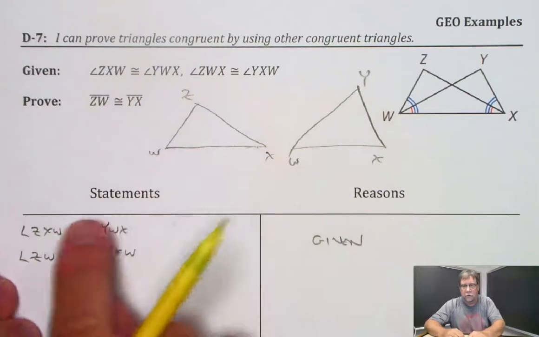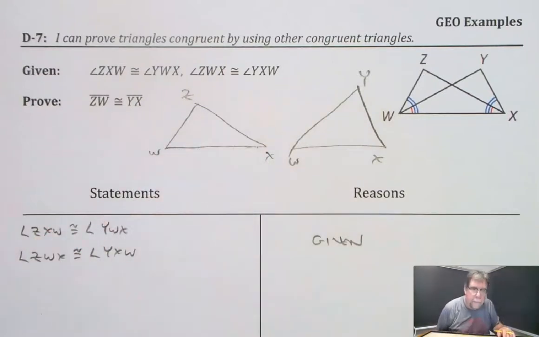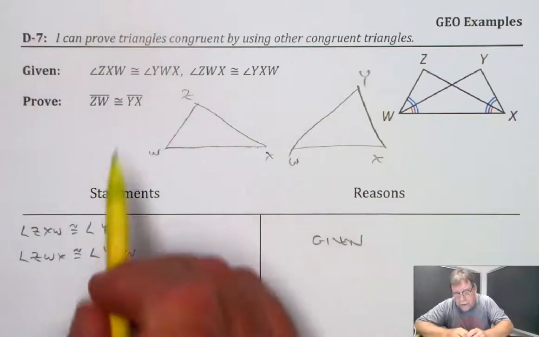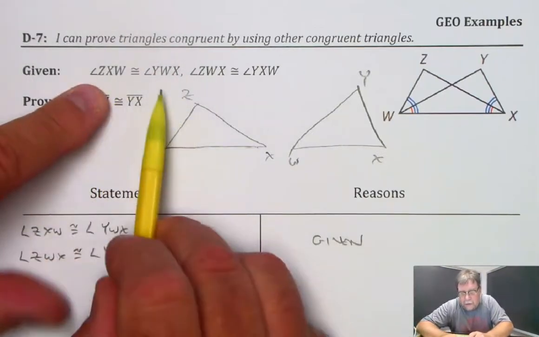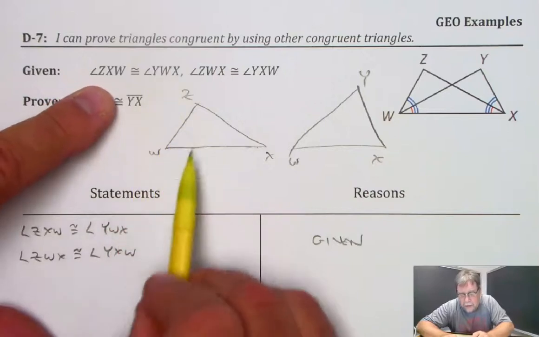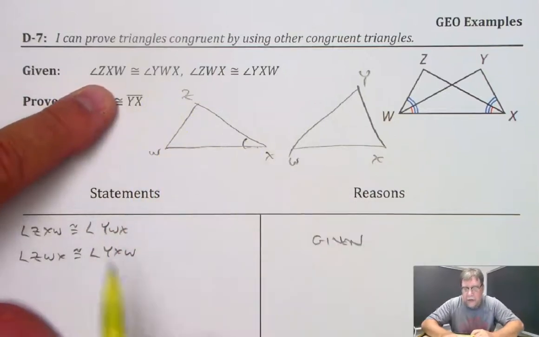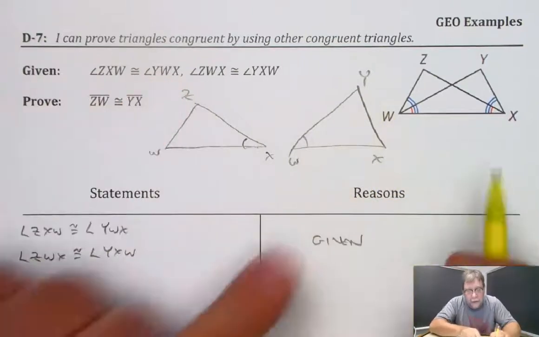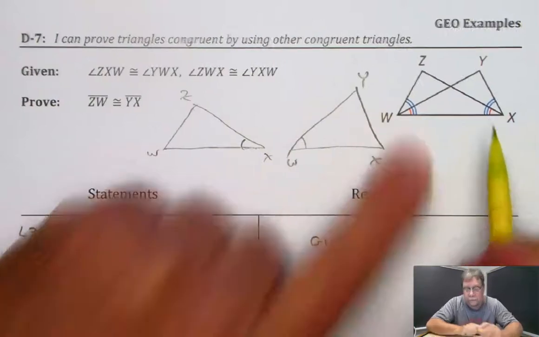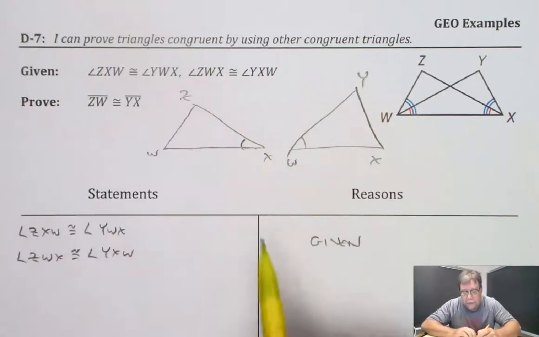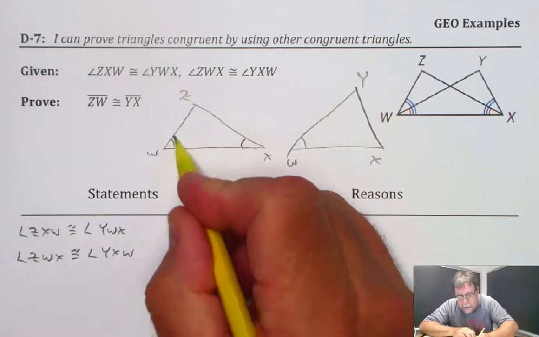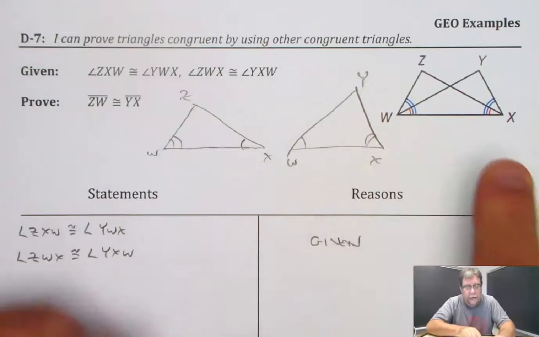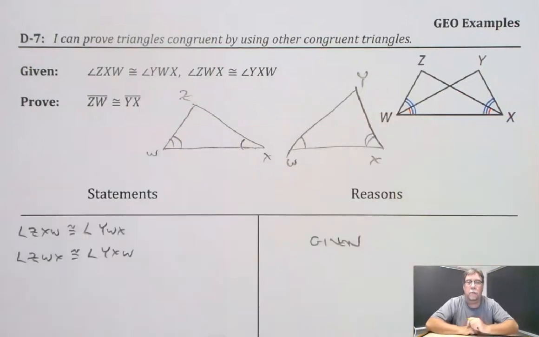Those two things are congruent, those two angles. So let's actually mark those in our proof here. So it says that ZXW is congruent to YWX. So ZXW, this angle, is congruent to YWX. So there's congruent marks, and those are the little red ones right there. The next one, ZWX, so this will get 2 marks, is congruent to YXW. YXW, 2 marks there. That's the blue double marks right there.